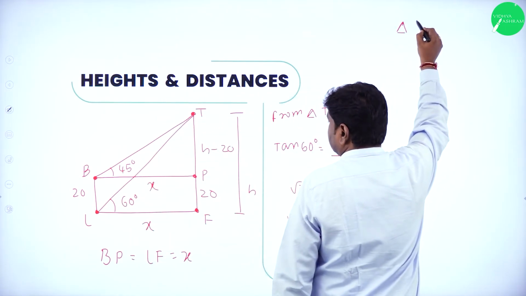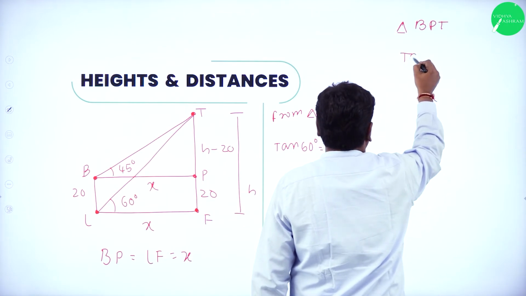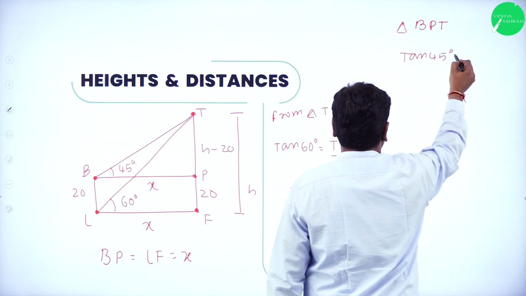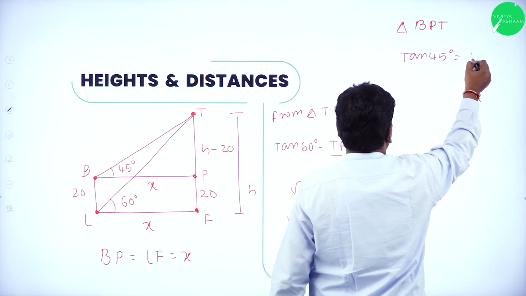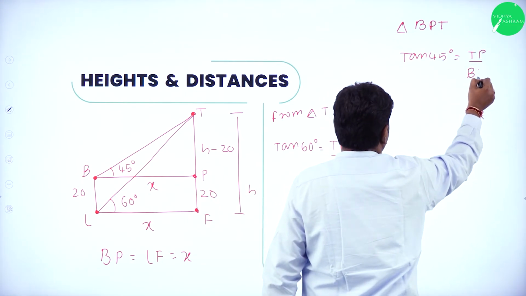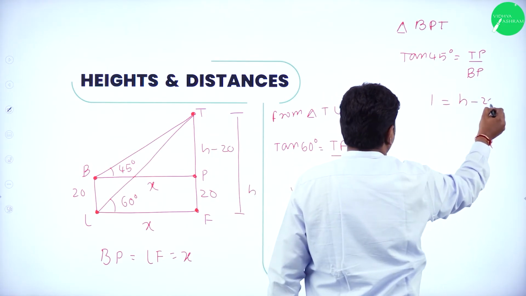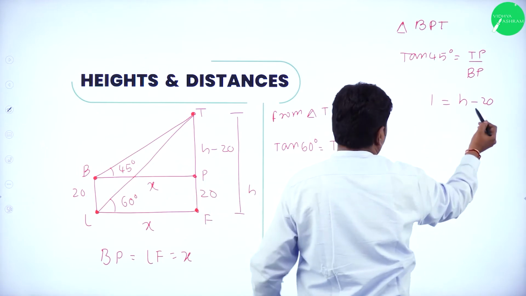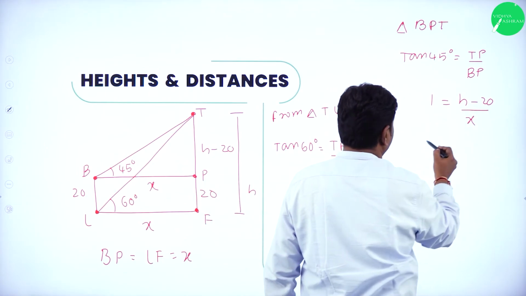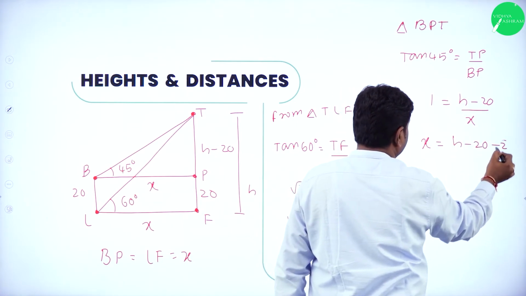Then you take the other triangle BPT. So apply tan 45. Tan 45 degrees is opposite TP divided by adjacent BP. You know tan 45 is 1. T to P is h minus 20, and B to P is x. From this you can get the x value. Rearranging, x is equal to h minus 20. Call it equation 2.